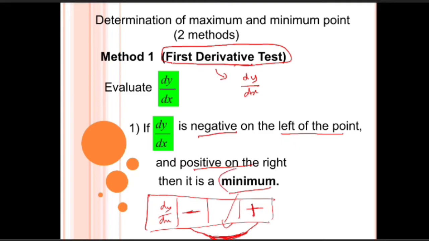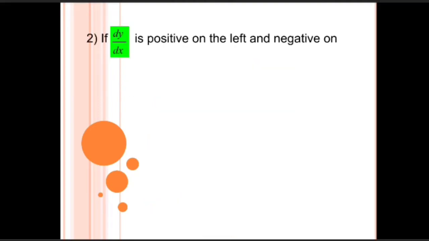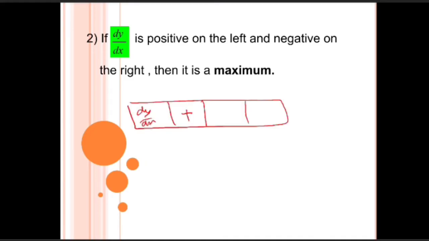So that's why when it's negative on the left and positive on the right side, then it will be a minimum point. Now, if dy over dx is positive on the left and negative on the right, so positive on the left means the line is going up, negative on the right means the line is going down, and if you try to connect these two points, you will see that it's actually a maximum point.